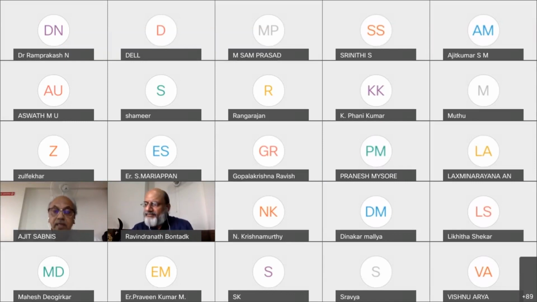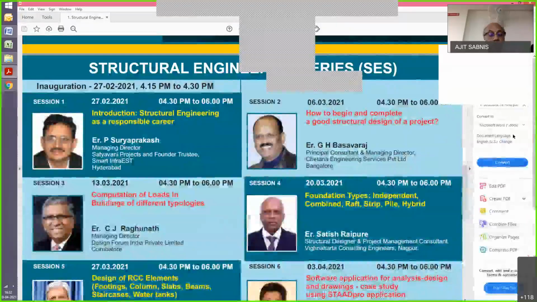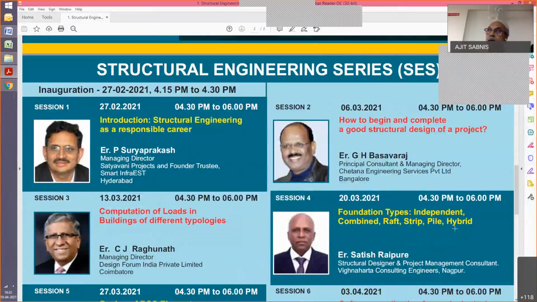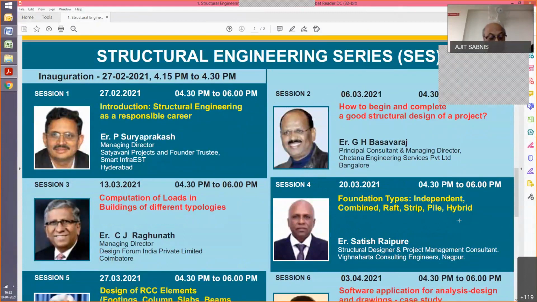And for the information of all the participants, as promised, all the first 4 sessions, that is, Introduction to Structural Engineering as a Responsible Career from Surya Prakash, then how to begin and complete a good structural design of a project by engineer Basuraj, computation of loads in buildings of different typologies by engineer C.J. Raghunath, then foundation types of independent, combined, raft. All these 4 are already made available to all the participants on SlideShare.